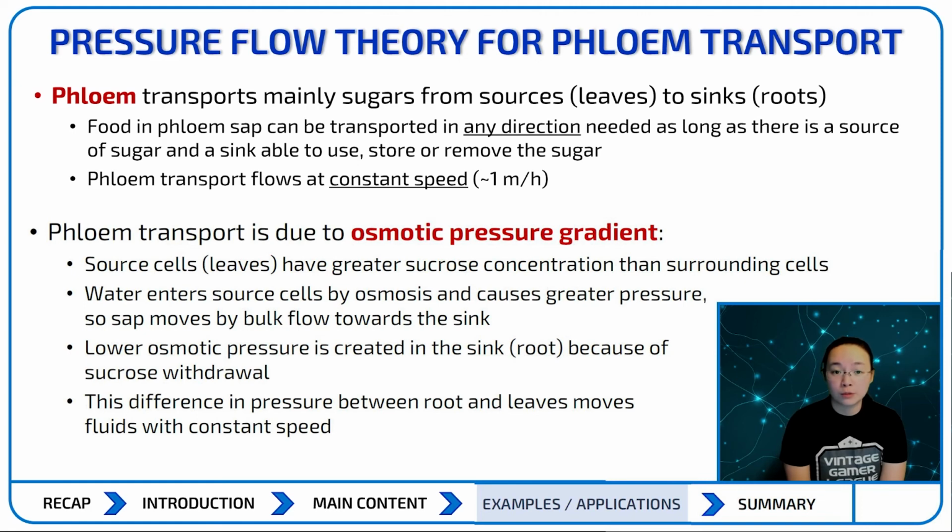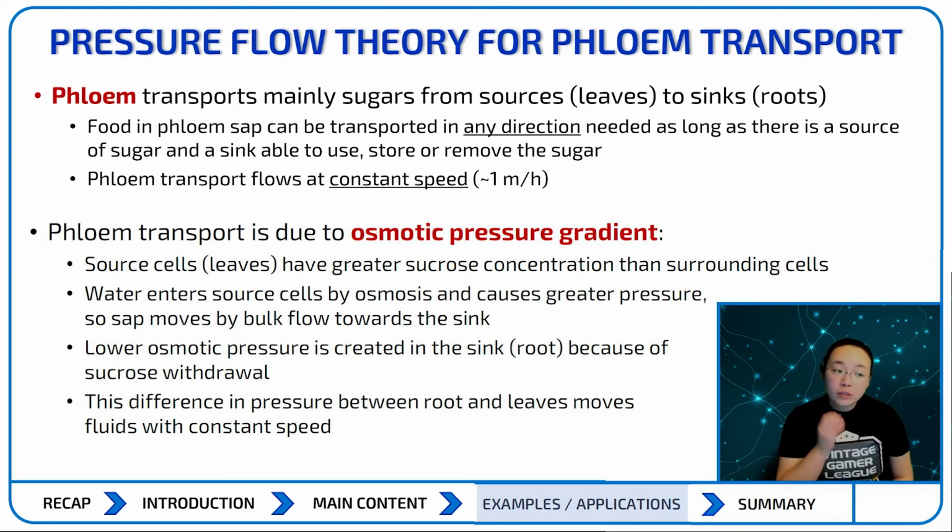So that's absolutely crucial to understand, but it can only be transported as long as there is a source of sugar and a sink for the sugar to be transported to. So if you don't have a sink and a source, then there is no phloem transport. So it does flow at constant speed, and it's primarily run by osmotic pressure gradients versus transpiration. So it moves approximately 1 meter per hour, which is very slow.